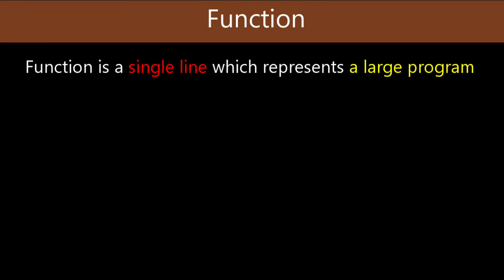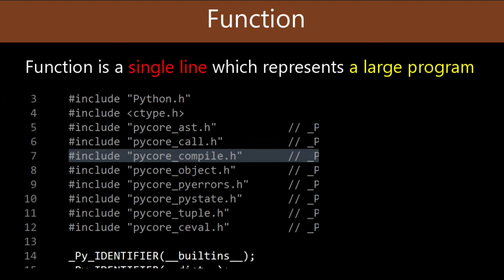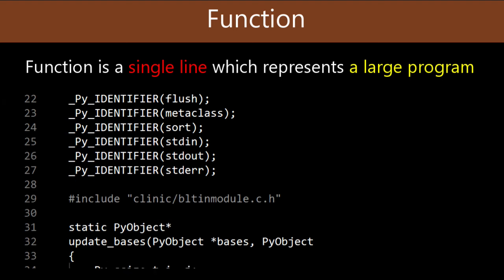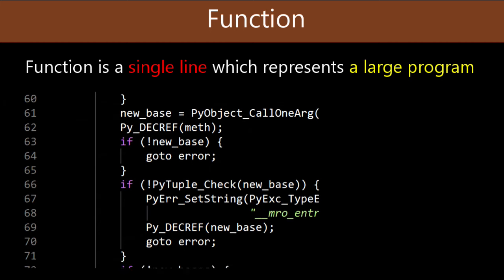A function is a single line of code which represents a long program, a very long program. A thousands of lines program we represent by a single line. That means we just give a name to a large program. And whenever we require that program, we call it by that. It is just like a variable.